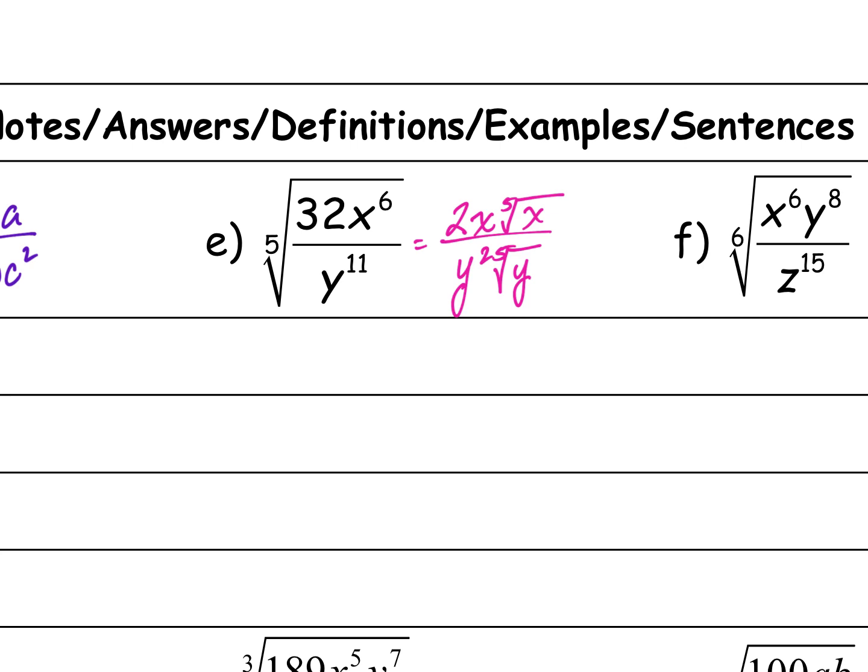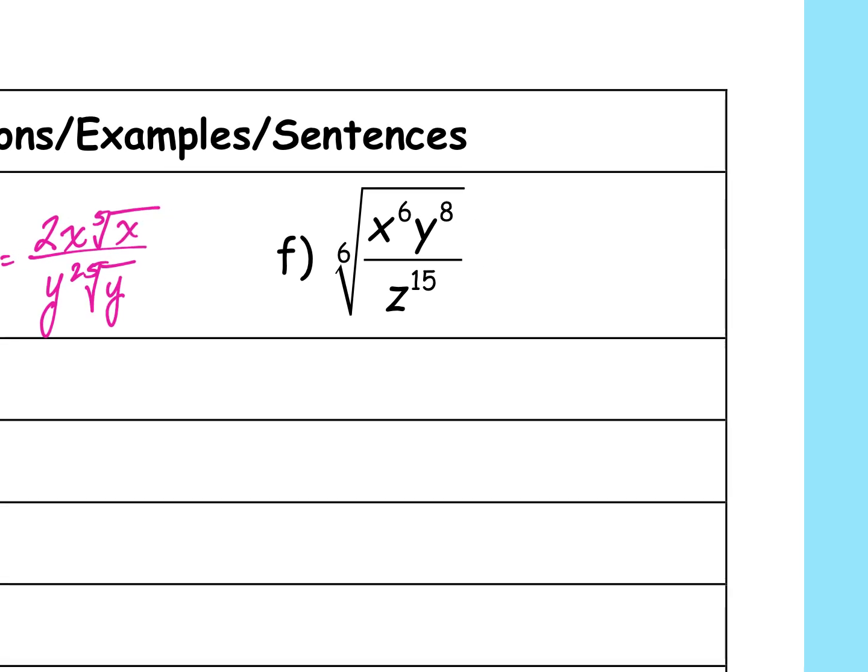And then, now we're going to sixth roots. Okay, so I've got x, y, sixth root of y squared all over z squared, and the sixth root of z, 12, 13, 14, 15, z cubed.